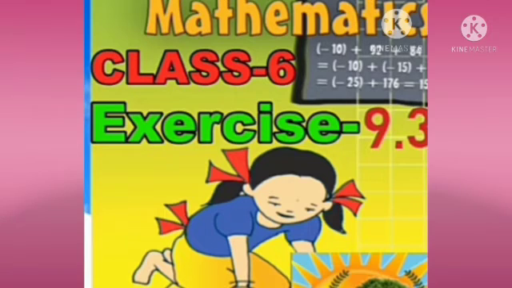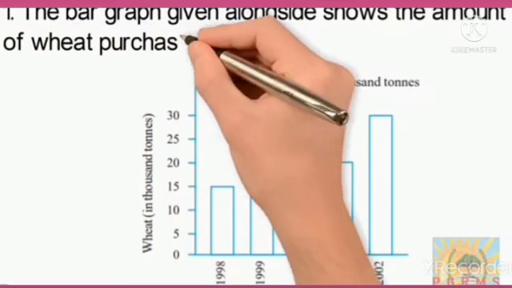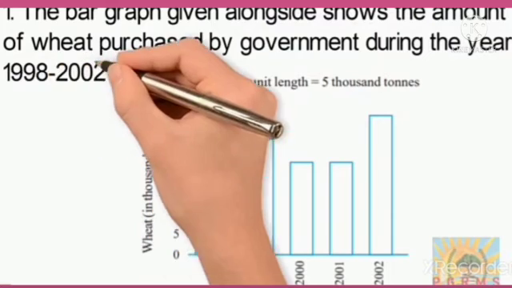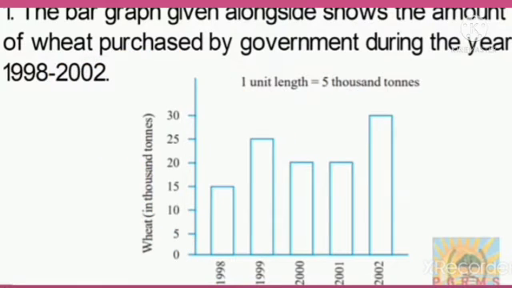Now students, we will do exercise 9.3, reading of bar graphs. So let's start it. So students, here the question is, the bar graph given alongside shows the amount of wheat purchased by government during the years 1998 to 2002. So this graph shows the wheat purchased by government during these 5 years.